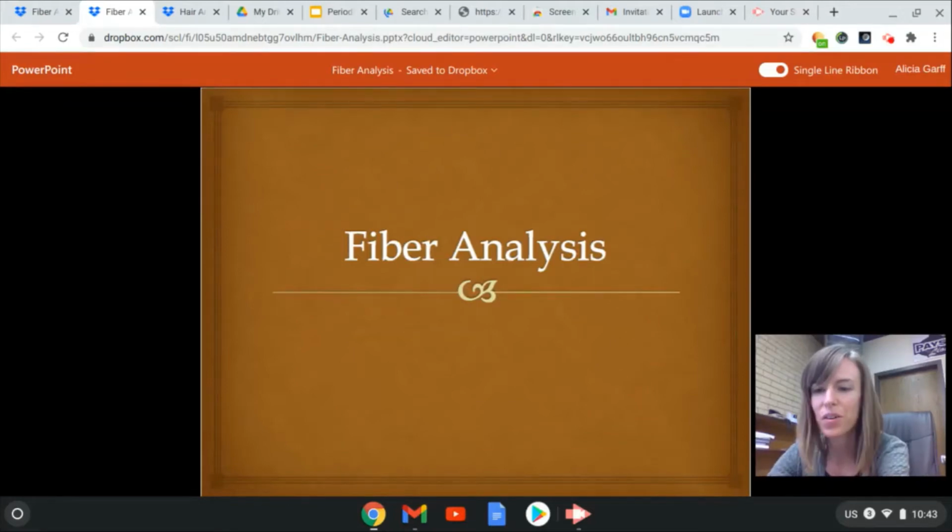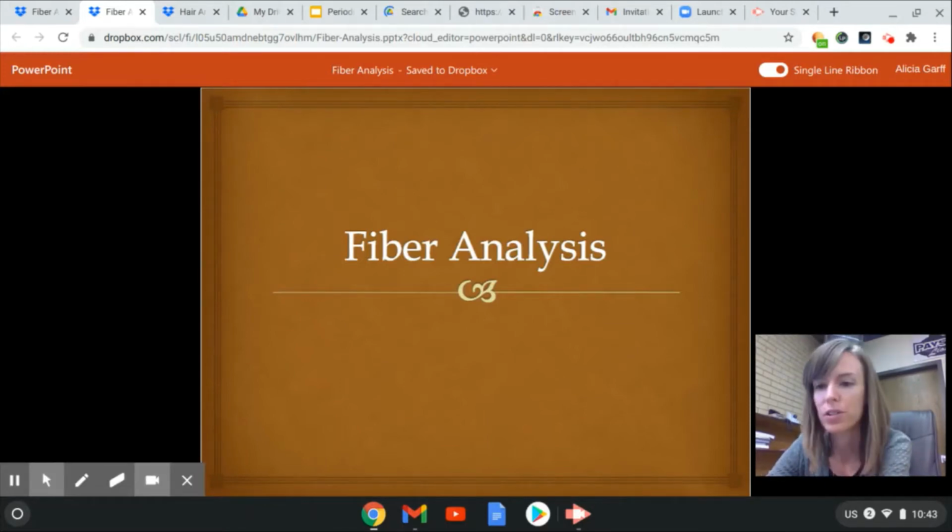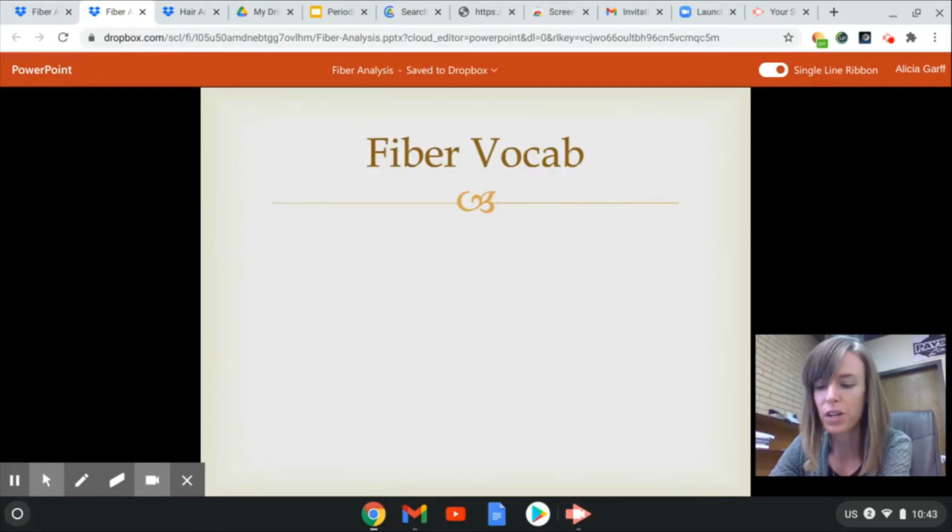Hey guys, so we're just going to talk a little bit about fibers. So you got to look at some fibers, some fabrics, under a microscope last time, and we're going to learn a little bit more about them. So we're going to start with some vocabulary.